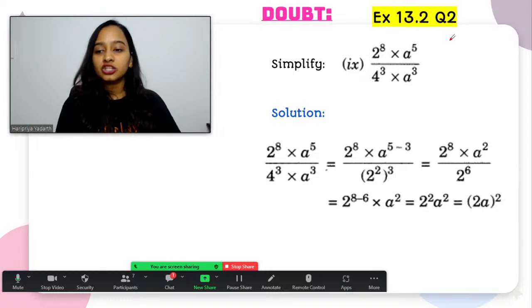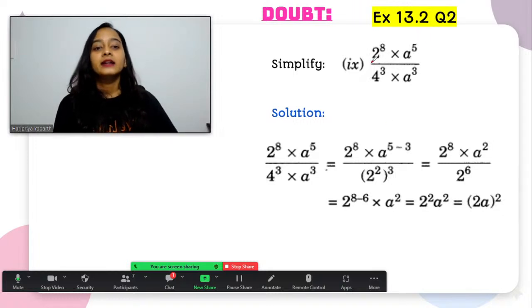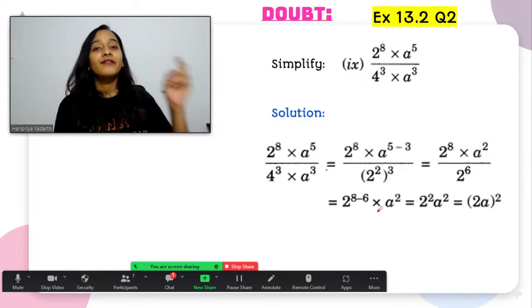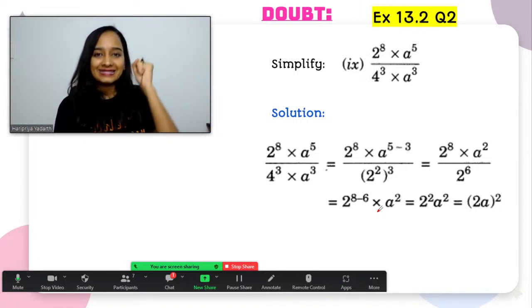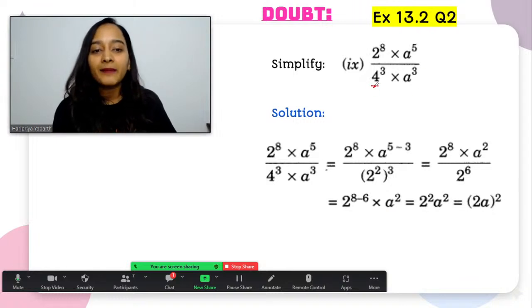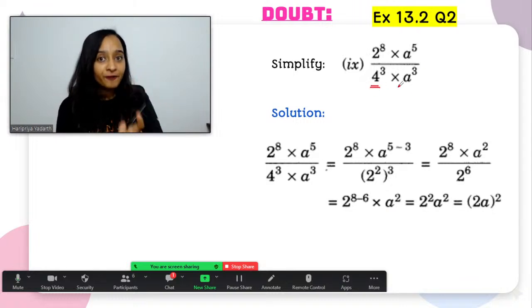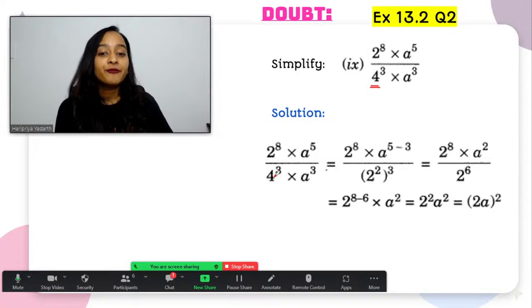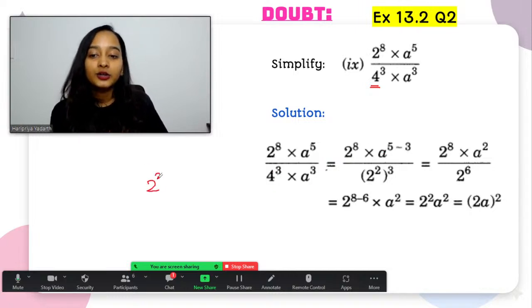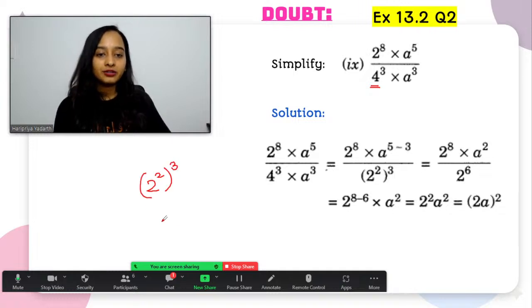Now 13.2 question number 2 is a very similar question again. 2 to the power 8 multiplied with a to the power 5 divided by 4 cube multiplied with a cube. Whenever you get questions like that, somehow try to make all the bases the same number. So here we can make changes and make the base 4 as base 2. How? Because 4 can be written as 2 to the power 2. Right? So 2 to the power 8 multiplied with a to the power 5 will be as it is. Now 4 to the power 3 will be 2 square, which is 4, whole to the power 3.